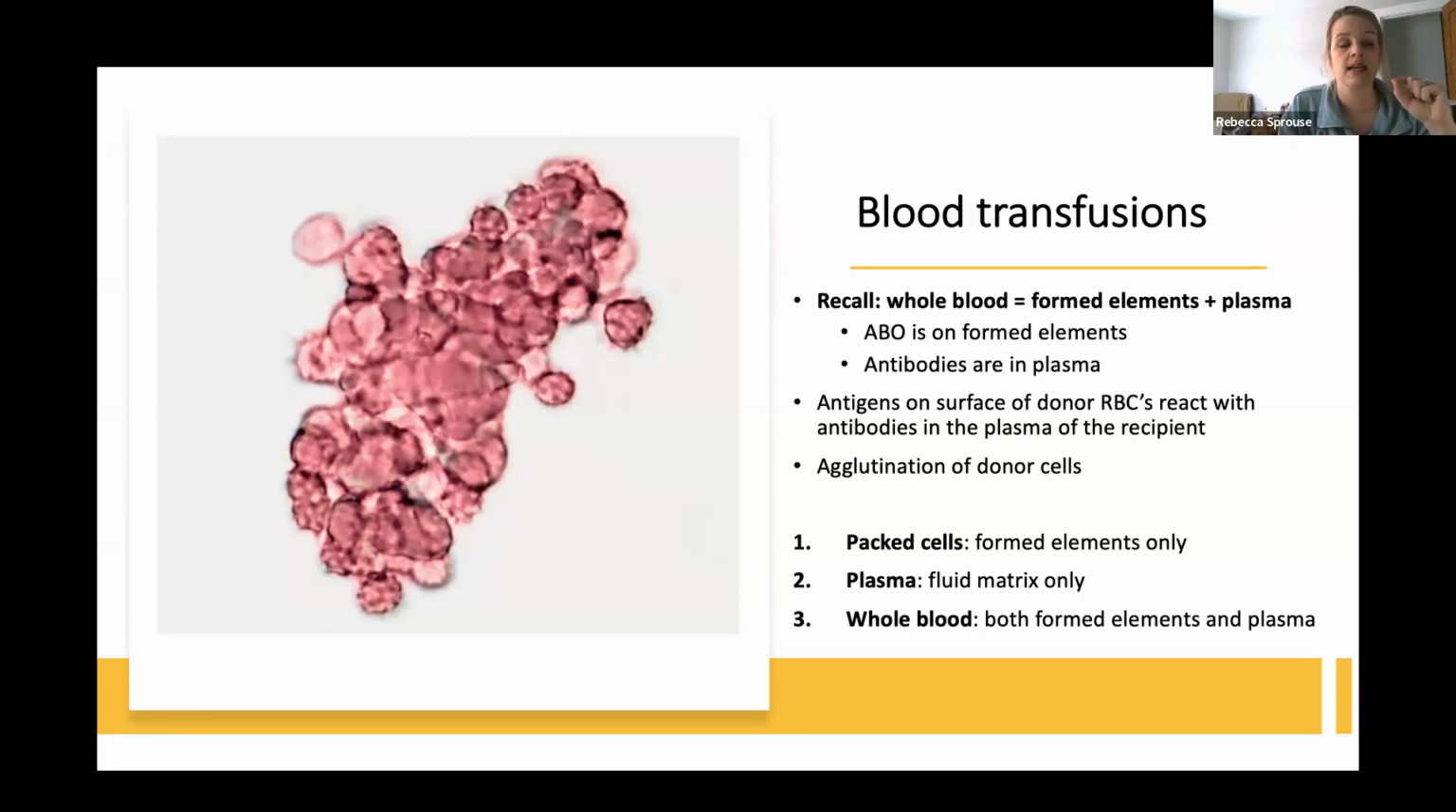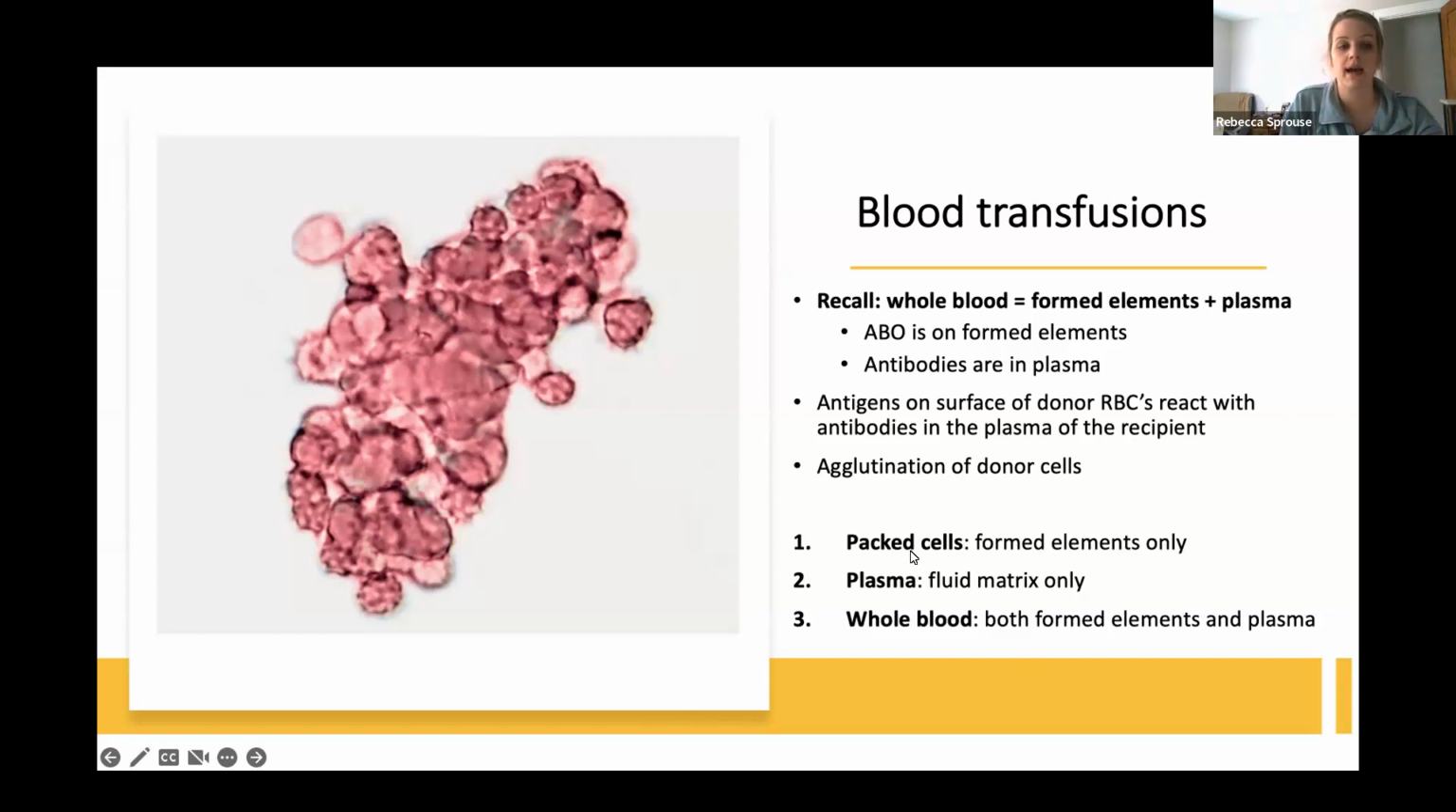We'll do some practice. If that does happen though, we have something called agglutination, or clumping of the donor cells. So here's red blood cells all clumping together. And you can imagine that that's really, really dangerous in a medical setting. Now there are different types of blood transfusions that you can do.